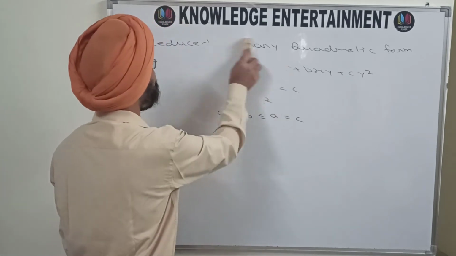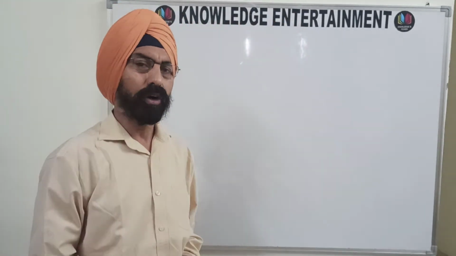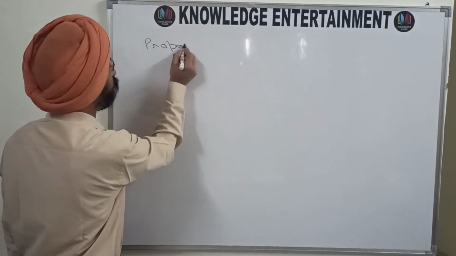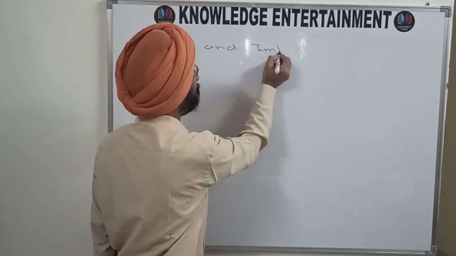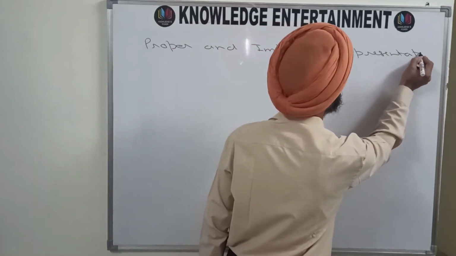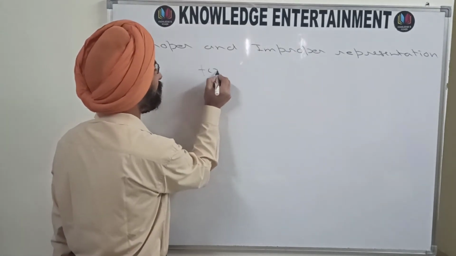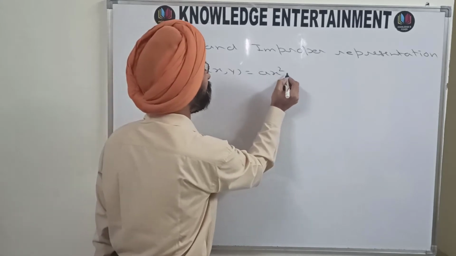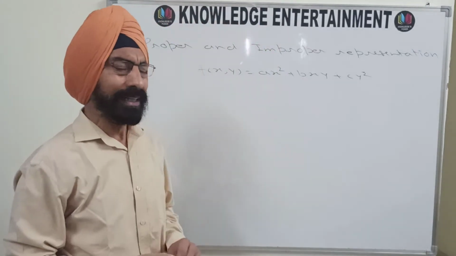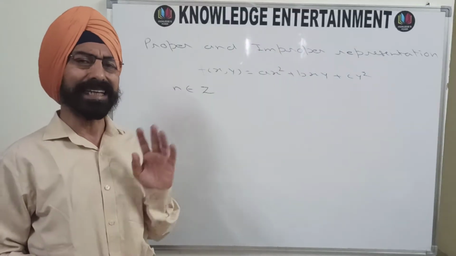Now, next is the definition of proper and improper representation of a number by a binary quadratic form. So, write down the definition: proper and improper representation. Suppose f(x,y) = ax² + bxy + cy² is any binary quadratic form, and let n be any integer.